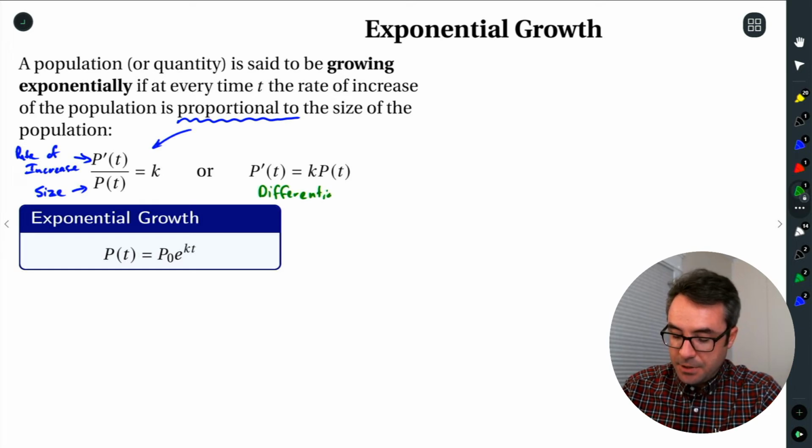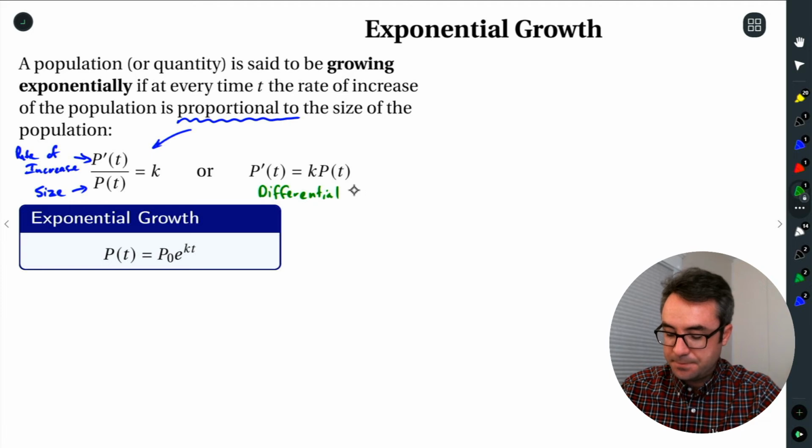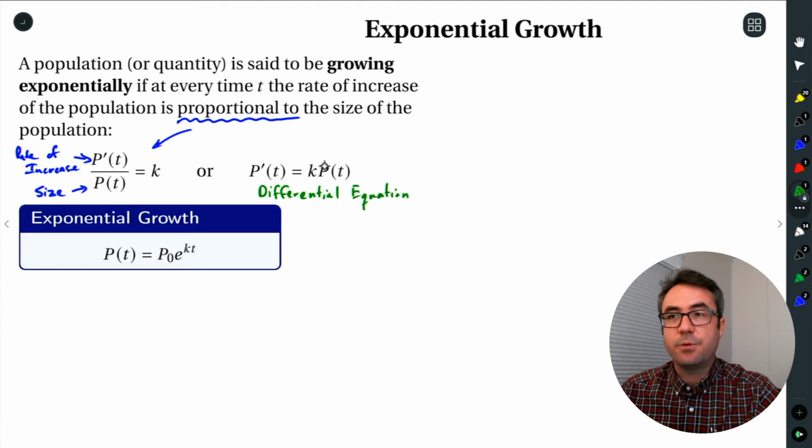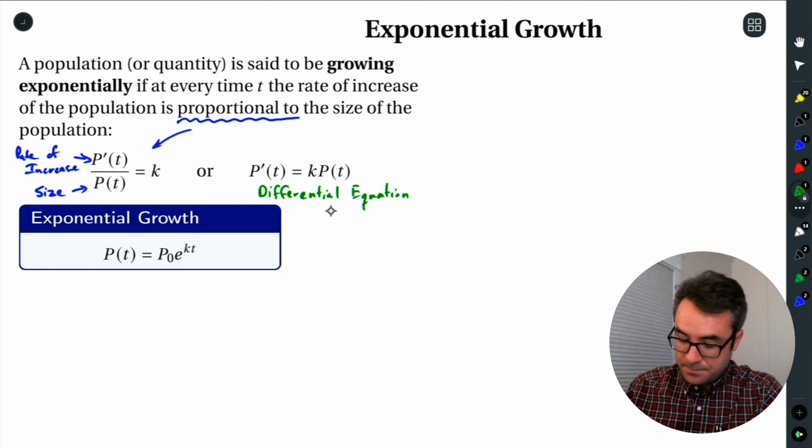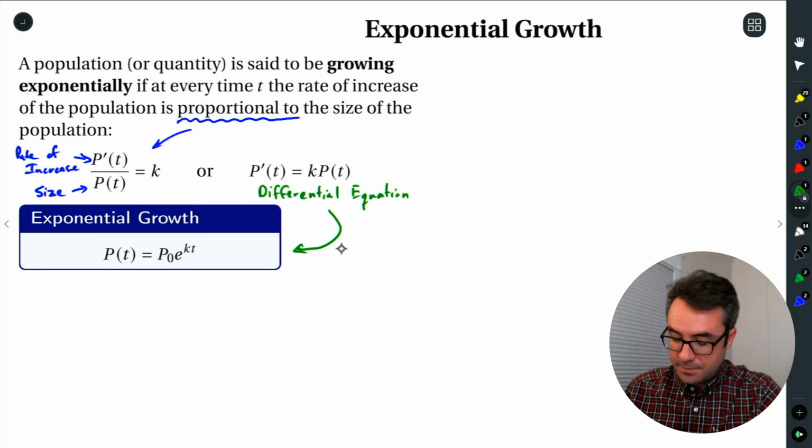So we have this unknown population function, p of t. We don't know what the population function is. We just know that it satisfies this differential equation. It says the derivative of p must be equal to some constant k times the original function, p. So this is a differential equation. It has an unknown function, and it turns out that the solution of this equation is right here.